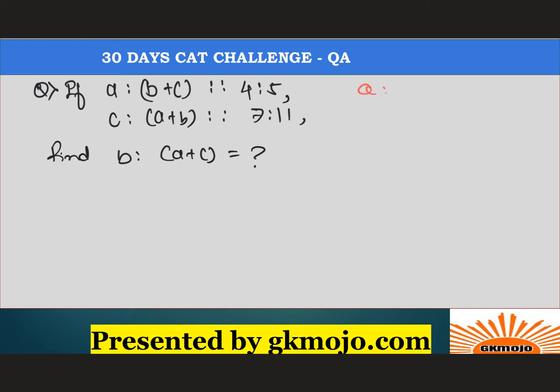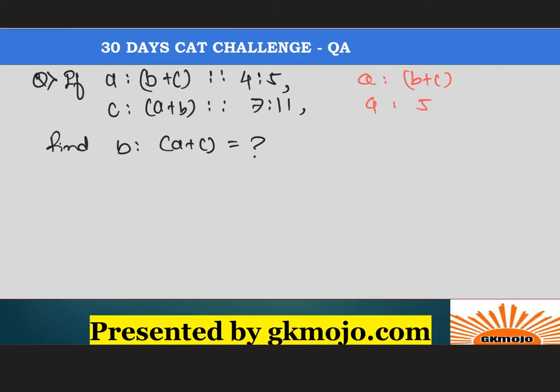So A is to B plus C ratio they have given us as 4:5. All right, A is to B plus C. Similarly, here C is to A plus B ratio they have given us as 7:11. One thing that you should always keep in mind when you have such type of question is A plus B plus C, see how much it is. So here it's 9, here it's 18, right?